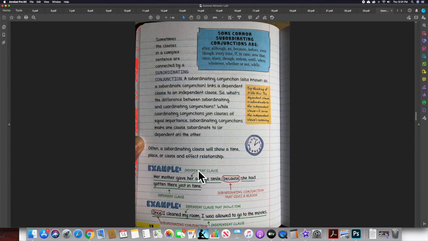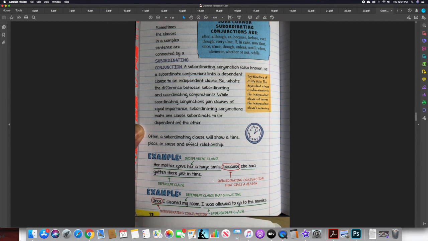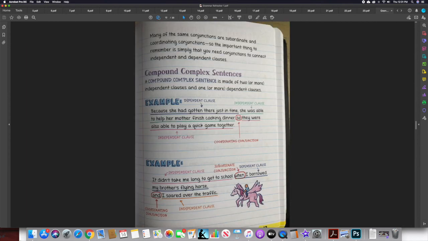Examples. Independent clause: Her mother gave her a huge smile because she had gotten there just in time. Dependent clause that shows time: Once I cleaned my room, I was allowed to go to the movies. Many of the same conjunctions are subordinating and coordinating conjunctions, so the important thing to remember is simply that you need conjunctions to connect independent and dependent clauses.